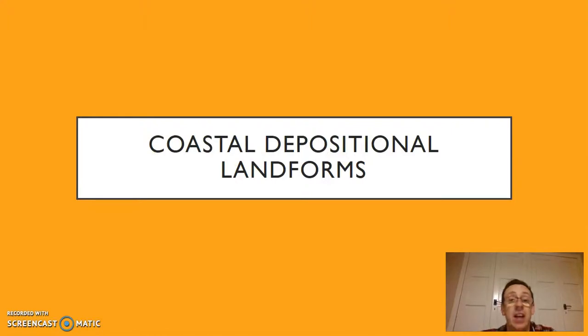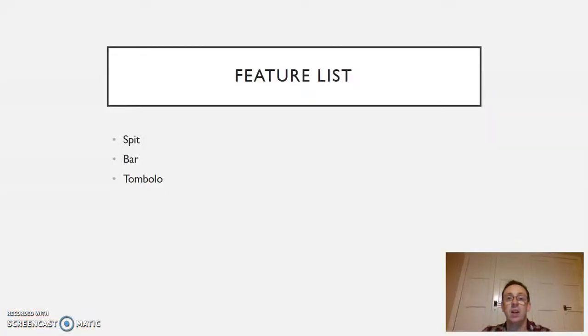So again, for any of the landforms that are about to follow, you would need to explain longshore drift first, and you would explain it fully. The features that we have are a spit or a sand spit, a bar, and a tombolo. Now, the good news with this is they follow on from one another.